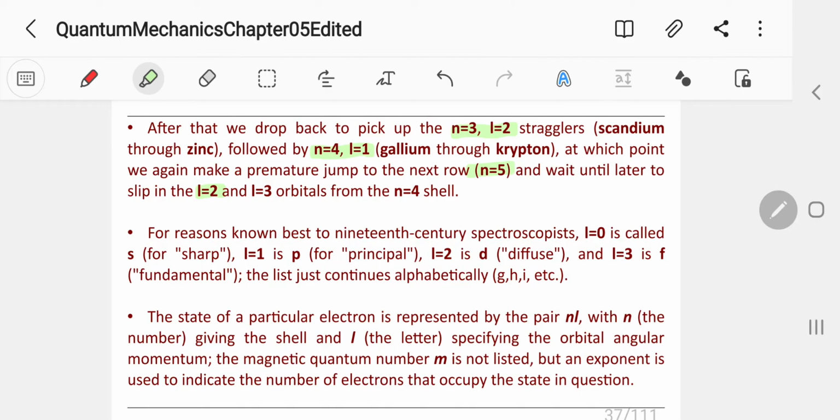By the way, the l equals 0 orbital is called s, and l equals 1 is called p. S for sharp, p for principal. For l equals 2, that's d. They call it diffuse. l equals 3 is f for fundamental. And then, yeah, the list goes on.